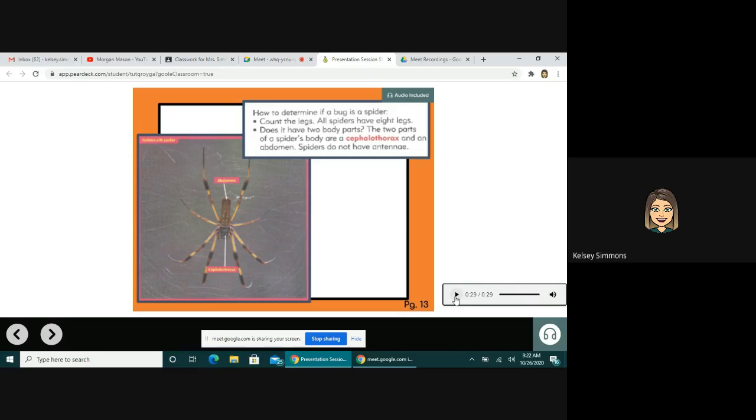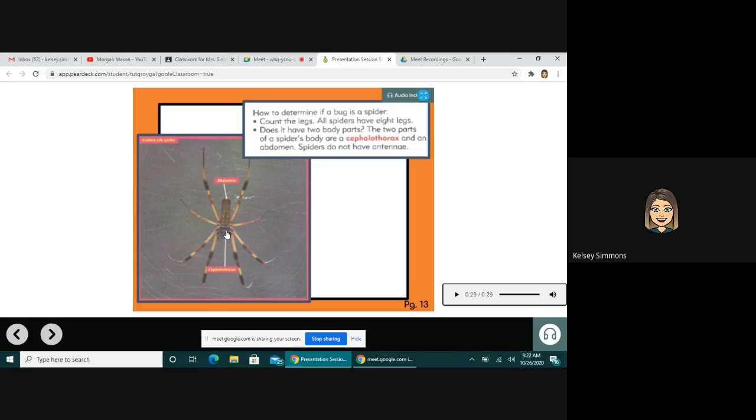Perfect. So we already learned what an abdomen is. Remember, the abdomen is the third section of the body on an insect. Well, on a spider, the abdomen is just the last part of their body because the first part is the cephalothorax. They do not have the middle thorax.